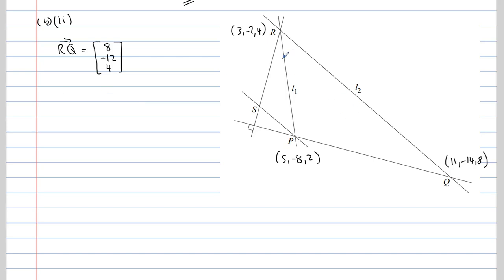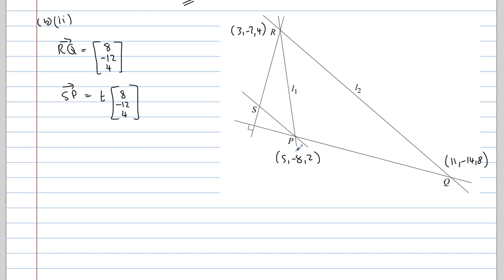So because SP and RQ are parallel, I can say that SP is some multiple of this vector here. I'm going to use the letter T to represent that. Now I could, if I wanted, simplify this vector down, and that might make the arithmetic a bit easier, but it might overcomplicate what we're actually doing, so I'm just going to leave it as it is.